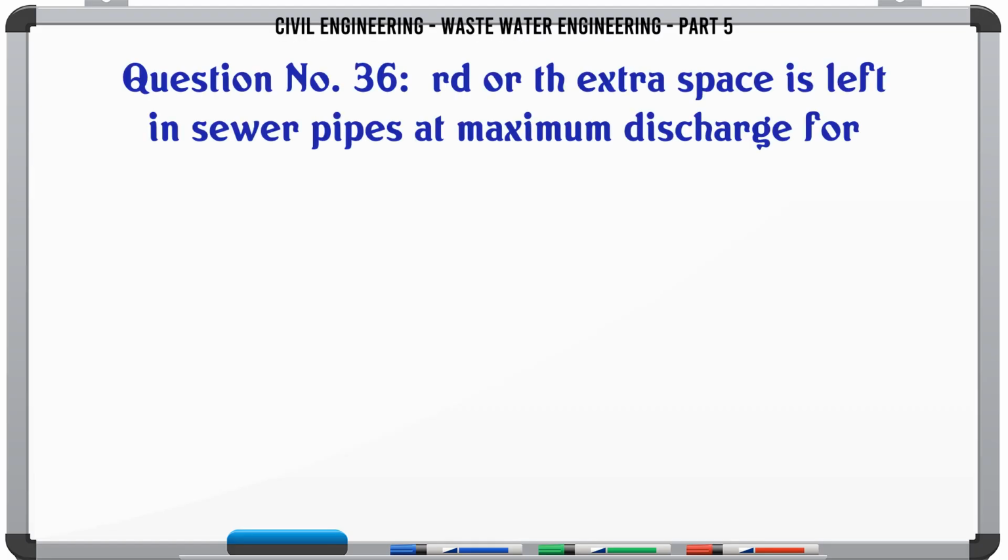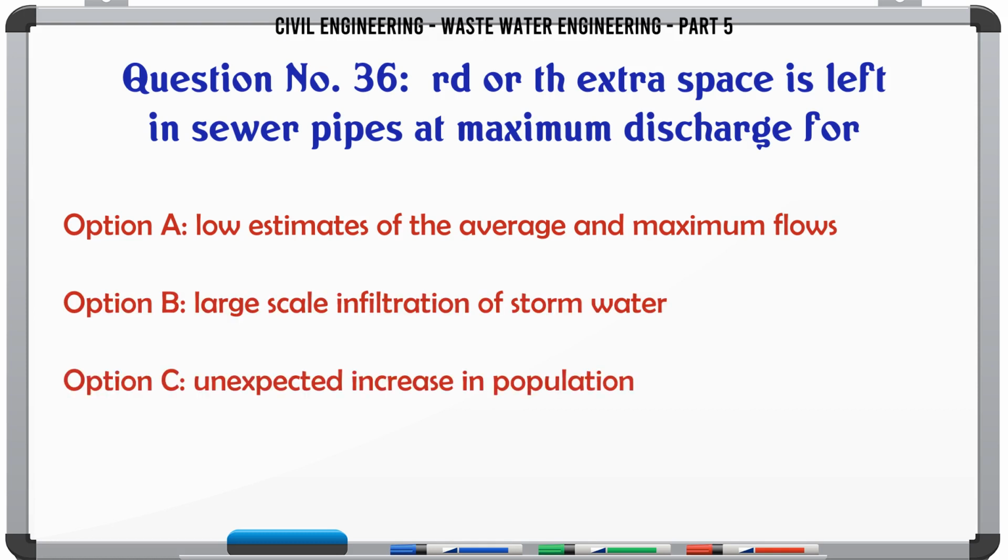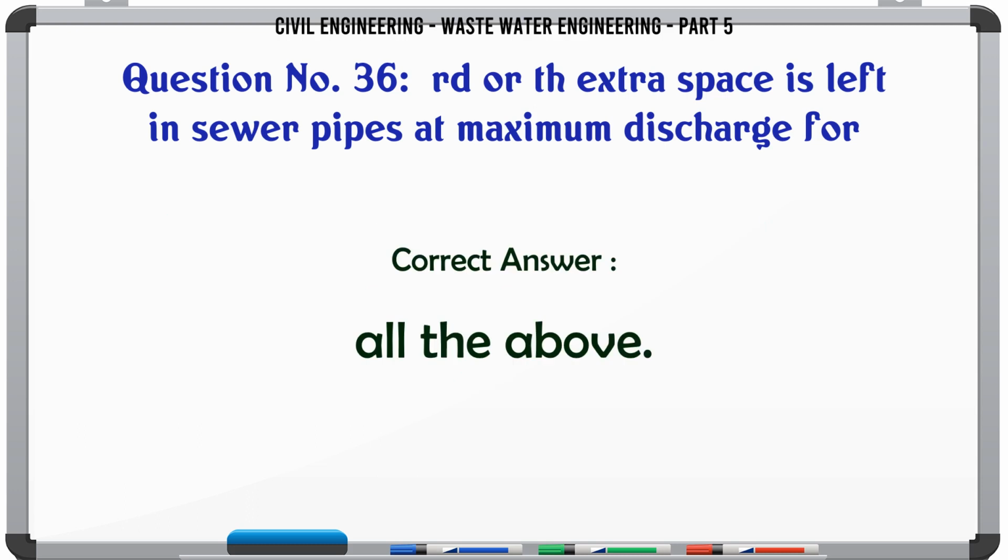Extra space is left in sewer pipes at maximum discharge for A. low estimates of the average and maximum flows, B. large-scale infiltration of storm water, C. unexpected increase in population, D. all the above. The correct answer is all the above.